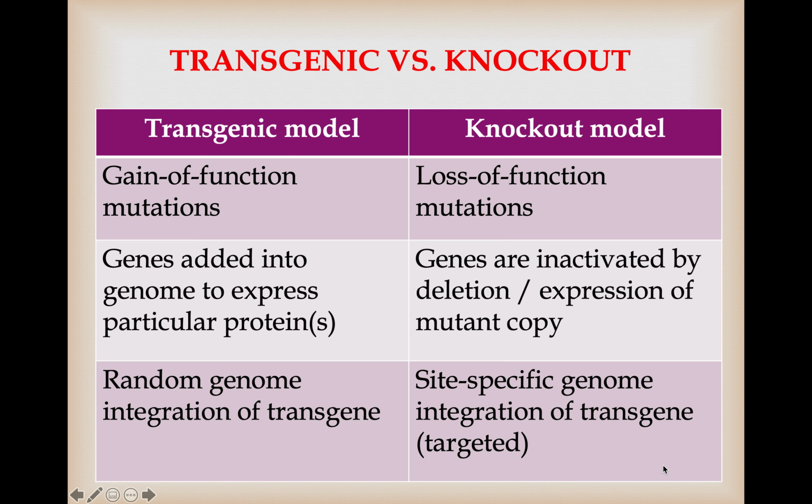Secondly, in a transgenic model, genes are added into the genome to express certain particular protein or proteins, but for a knockout model, genes are inactivated by deletion or expression of a mutant copy. Of course, the mutant copy doesn't really have the expression of the original gene. The third difference is that for the transgenic model, most of the time integration of the transgene is by random integration. But for knockout, as we know from the earlier slides, you need a targeted integration of the gene into a site-specific genome. So those are the comparisons between transgenic versus knockout.